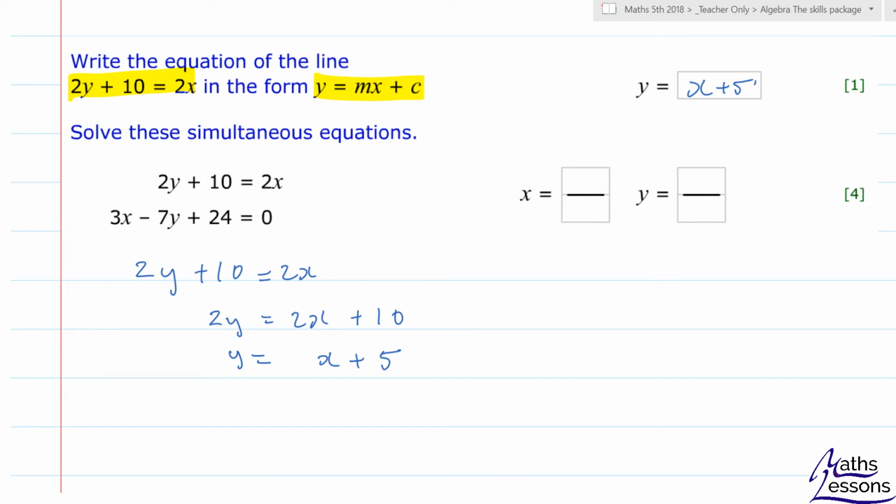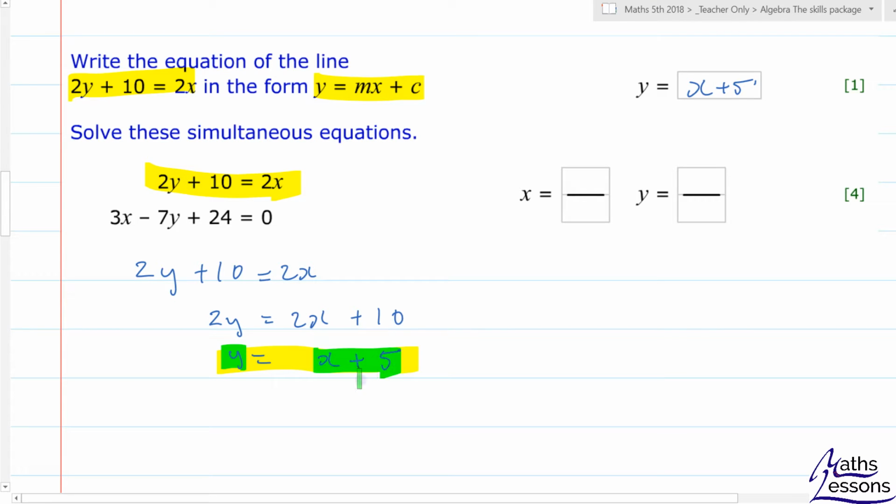Now what you'll notice is this is the same equation, because all we've done is rearrange it. So we could use this. We know that y equals x plus 5. So why not replace the y with x plus 5? There are other ways to do this simultaneous equation. You might have done one of them. But that was the whole point of the question. Use what you've done before to make the question easier.